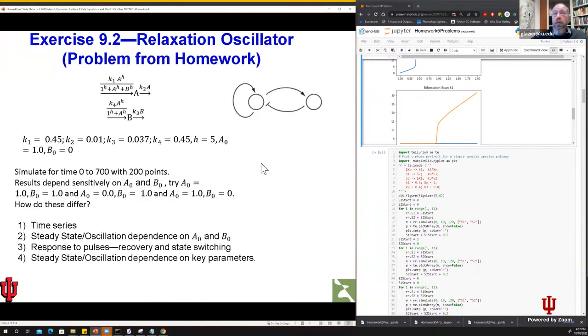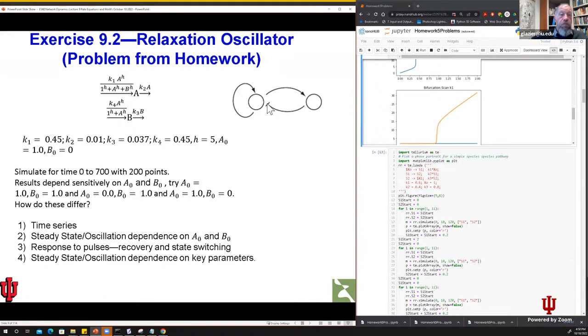The next one is probably the most interesting one, which is the relaxation oscillator, where we have auto-activation of one species. That species activates a second species. And that species in turn comes back and inhibits the first species. And so increasing this one directly increases itself. Indirectly, it increases this, which then inhibits itself.